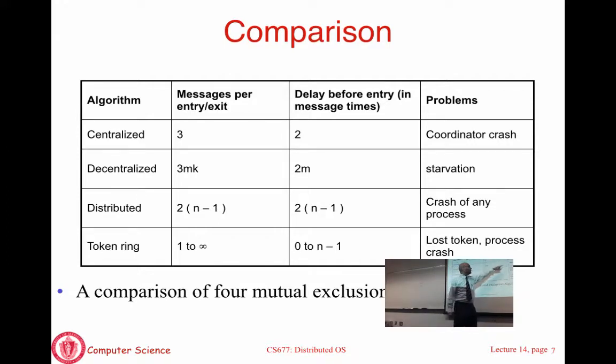I won't go into the delay here, but the problems are: here the coordinator can crash, and the technique stops working. In the decentralized approach, there could be starvation, but otherwise there is not a whole lot of problem. In the distributed approach, as I said, the crash of any process holds the system back. And in the token ring, either the lost token or a process that's holding the token going down is going to cause some trouble, because you will not be able to figure out how to regenerate the token easily.